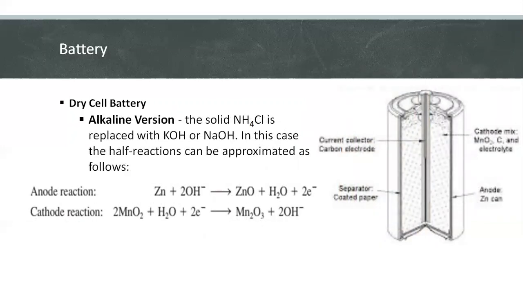For an alkaline version of this dry cell battery, the solid NH4Cl is replaced by KOH or sometimes NaOH. In this case, the half reactions can be approximated as follows. The alkaline dry cell lasts longer mainly because the zinc anode corrodes less rapidly under basic conditions than under acidic conditions.